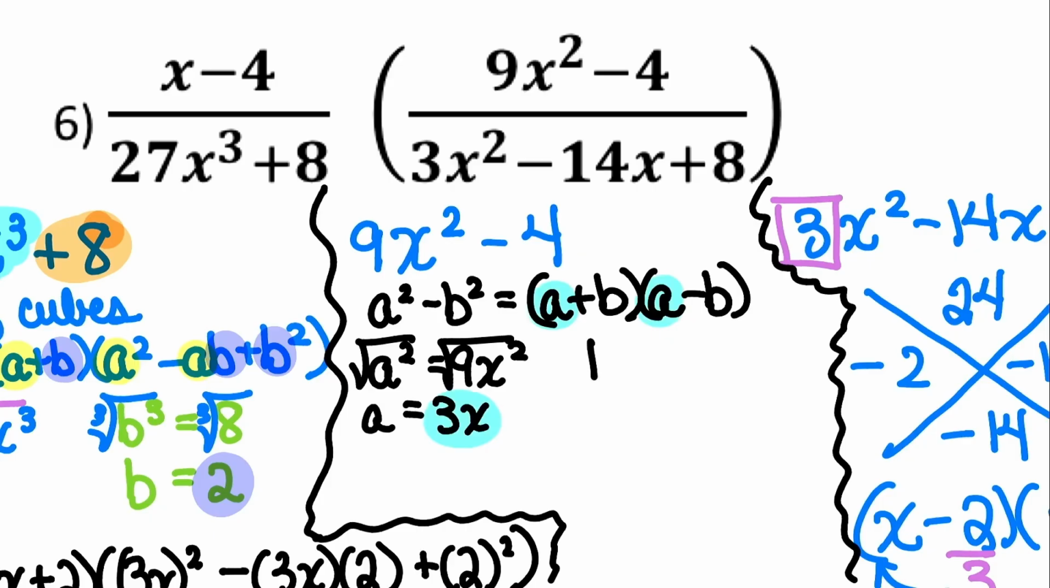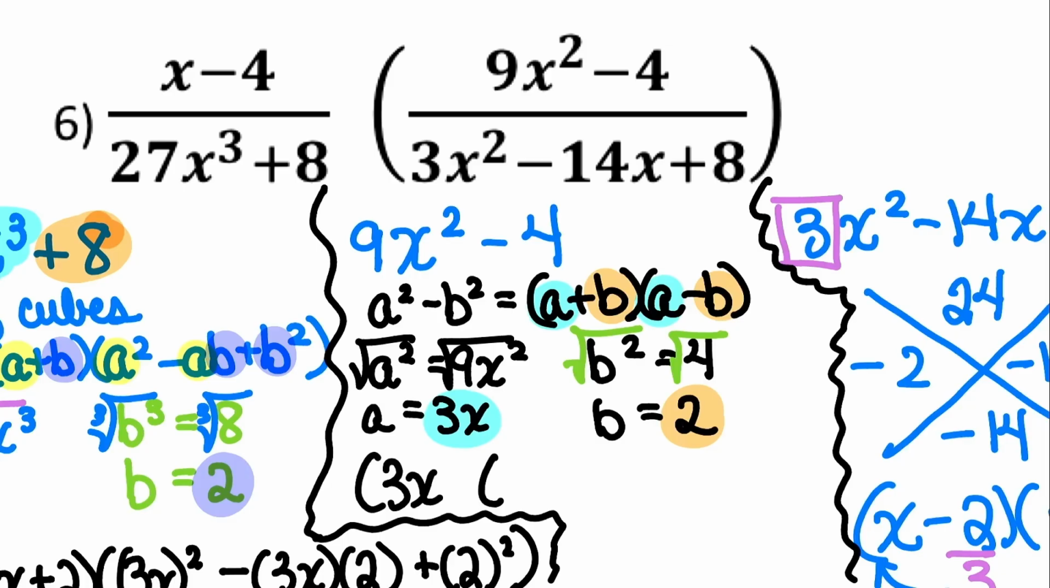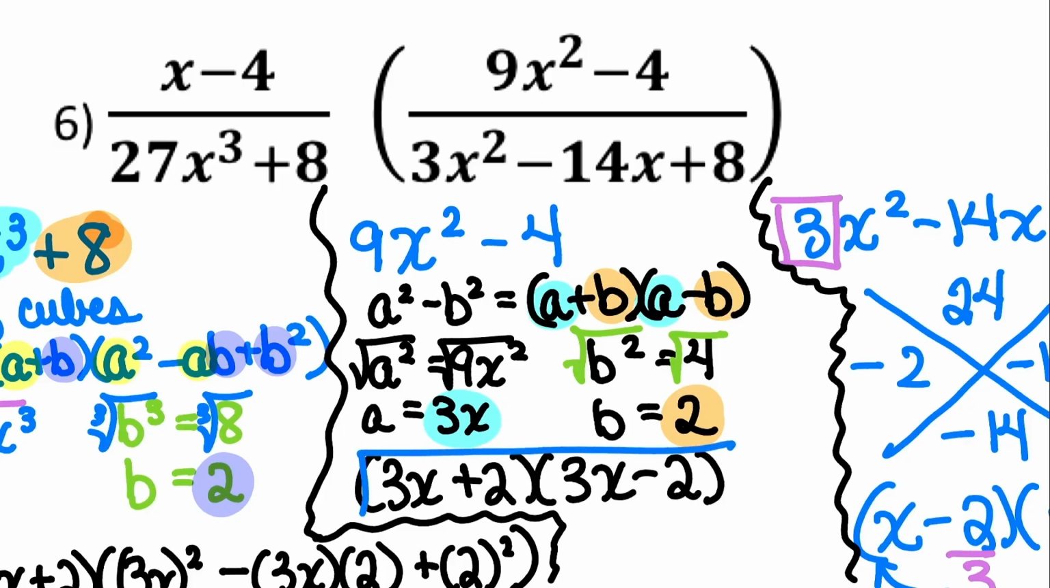And then we have b squared equals 4, because we have 4 in the position of our b squared. In order to solve for b, we're just going to take the square root of both sides, and that means that b is going to be equal to 2. We can replace every b in our equation with a 2. So this is going to be 3x plus 2 and 3x minus 2. This is going to be what we're going to replace our difference of squares with in our regular equation.